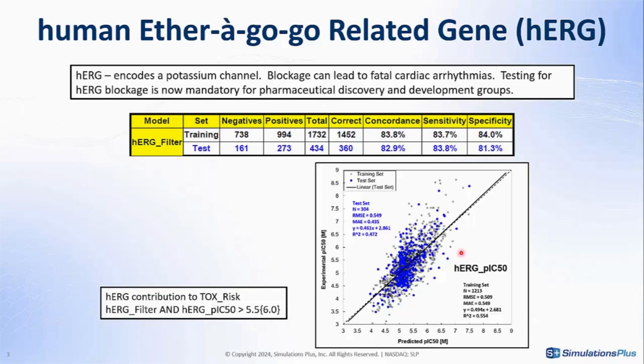And then we also have a model that predicts the pIC50, so negative log of the IC50 value. This is in molar quantities. And then we have contributions to tox risk, which I'll talk about on the last slide. But basically, the hERG filter has to be positive, and then for the pIC50, the penalty starts to kick in at 5.5 and is a maximum at 6.0. 6.0 would correspond to 1 micromolar IC50.